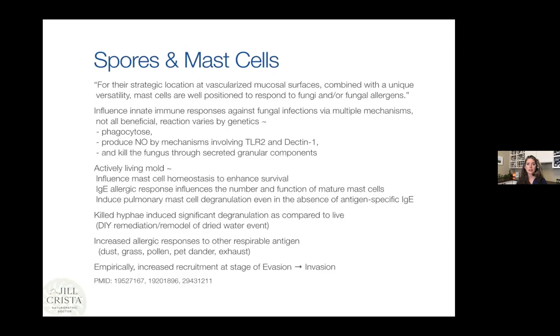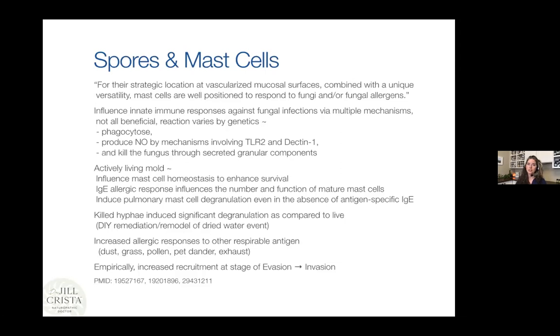Spores will induce innate immune responses against fungal infections by a couple of different mechanisms, and not all are really beneficial. We're going to see inflammation typically. The granulation will kill the fungi, but it's also going to be creating a ton of inflammation. Actively living mold influences mast cell homeostasis to enhance its survival. They want to keep it around longer, as we talked about in the last couple of slides.